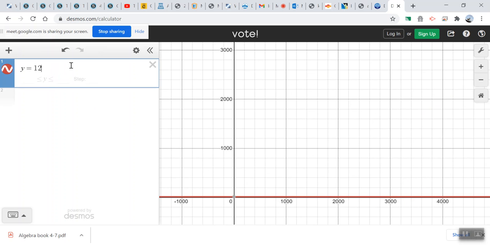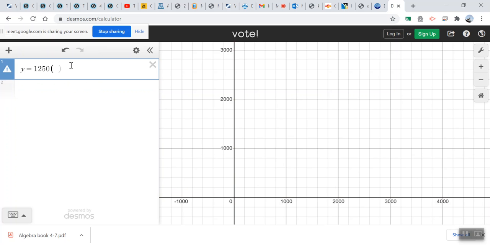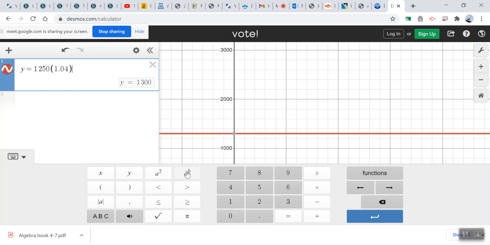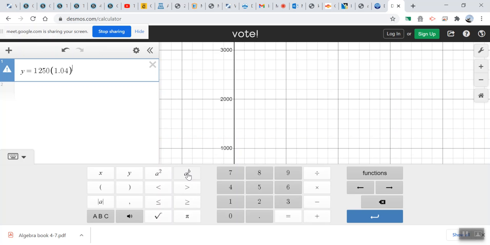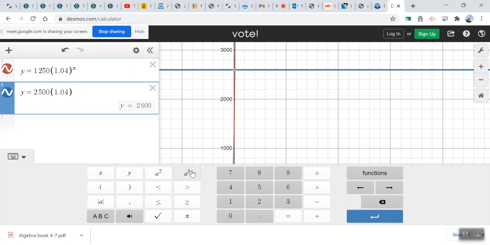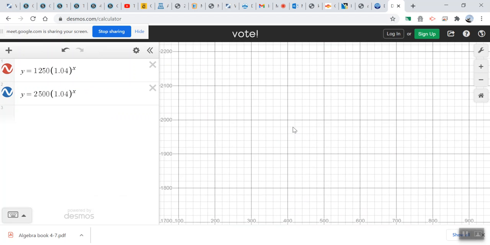Our first equation was, and we have to use y and x, so y is equal to 1,250 times 1.04, and now I need to use this little button right here because I want to do it to the power of x. Then I'm going to hit enter, and type in the other equation. Y is equal to 2,500. Use the same growth factor. And I'm going to use this button again to get my exponent, x. So now I have these two graphs, and I can barely see anything.